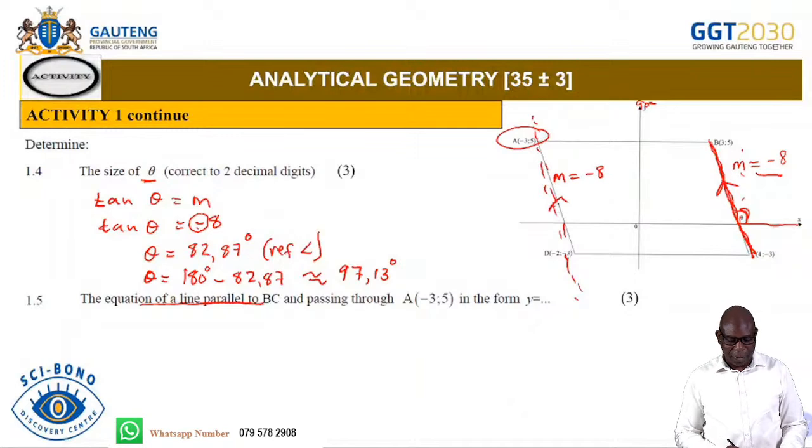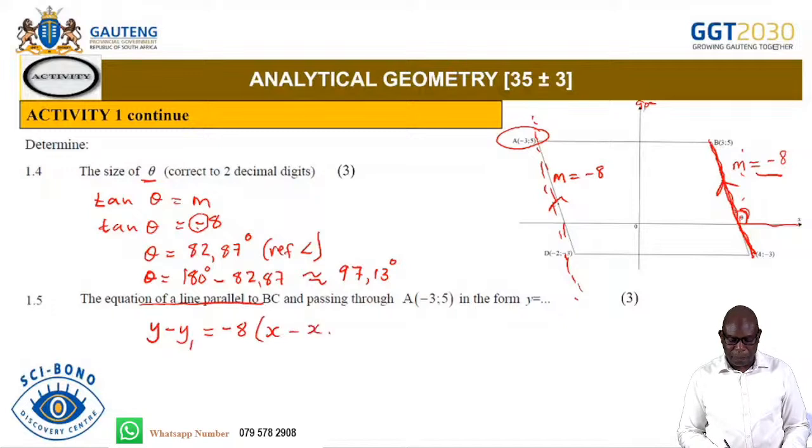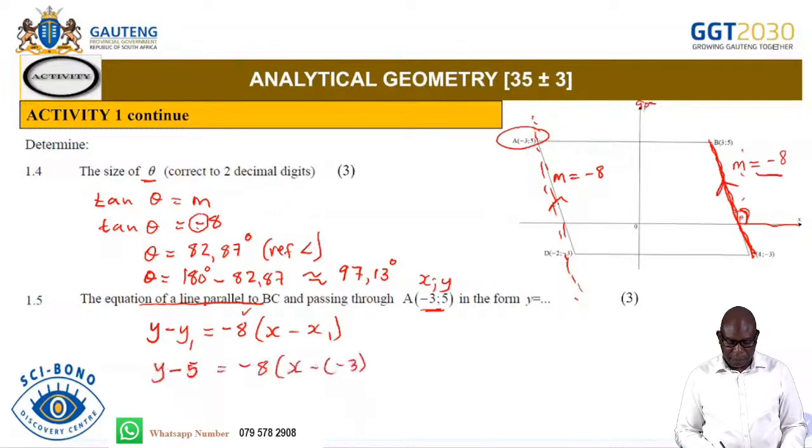You see? So already in my equation of the line, y minus y1 equals the gradient m, I already know it's -8, times x minus x1. All right, I already know the gradient, so I'll get a mark for the gradient because I know it. The next step will be to substitute the point here. So my y1 will be 5, my x1 will be -3.